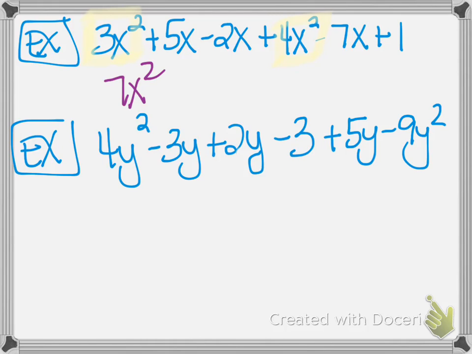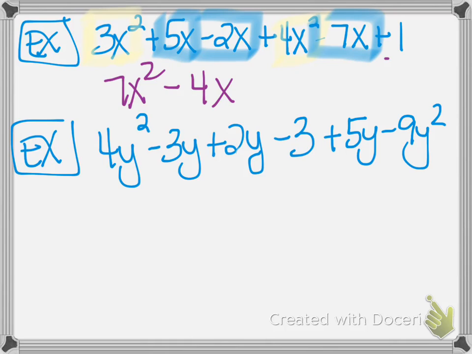Then I'm going to look again, and I'm going to look for the x's now, and I've got a 5x, a negative 2x, and a negative 7x. So we're going to go through and add those together. Now 5 minus 2 is 3, and 3 minus 7 is negative 4x. So really all we did there was 5 minus 2 minus 7.